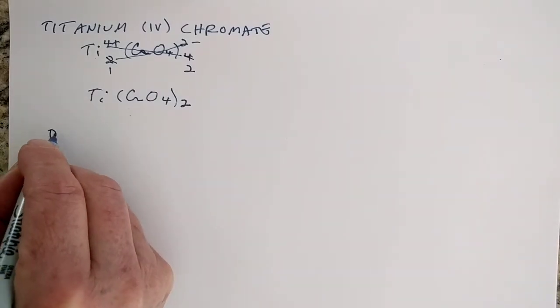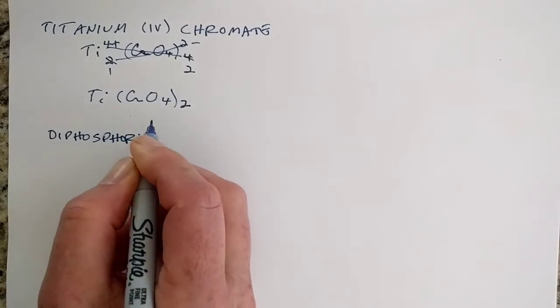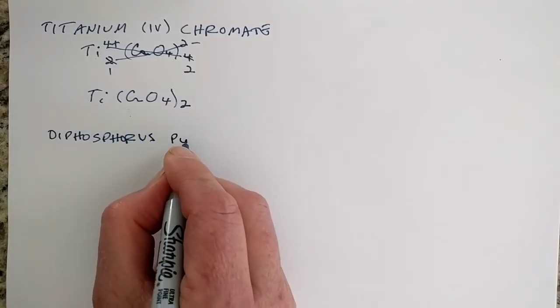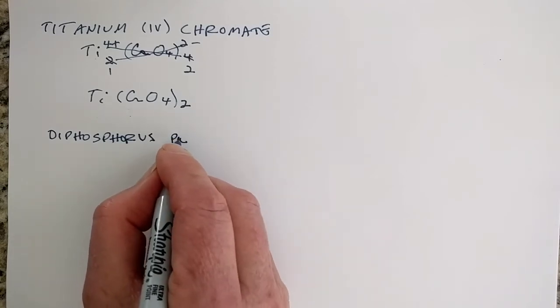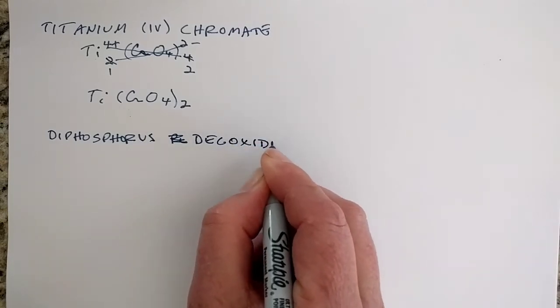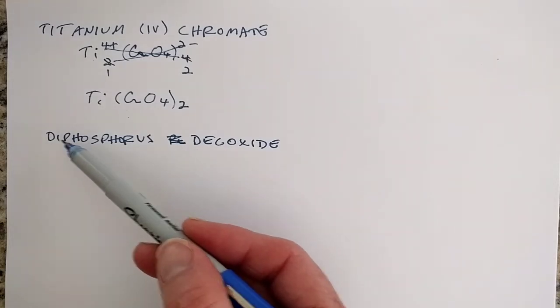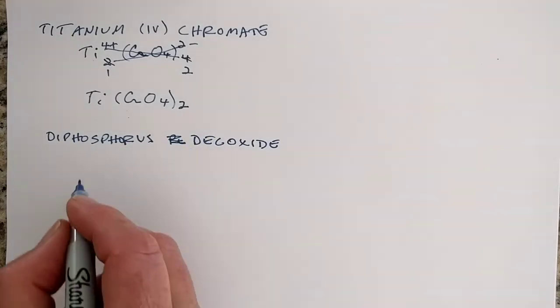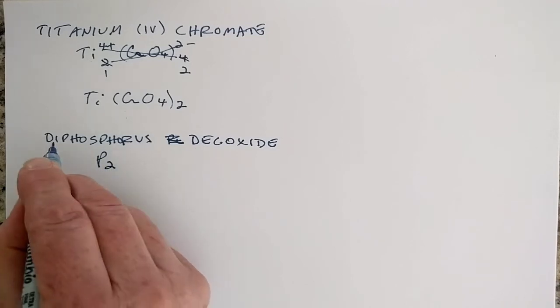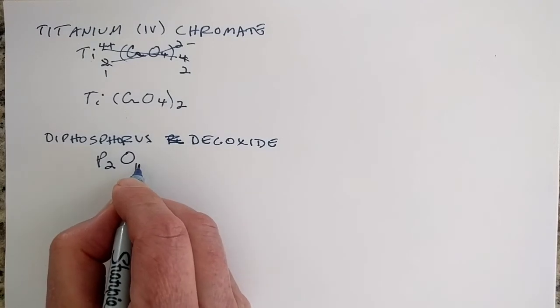Okay, our next example is diphosphorus. Oh, no, this is decoxide. I had my formula written down wrong on my notes. Diphosphorus decoxide. Okay, so phosphorus is to the right of the staircase. We're using the prefix system, which is obvious because we have prefixes in the name. So this is P2, di is 2, and oxide, that's O, deca is 10.